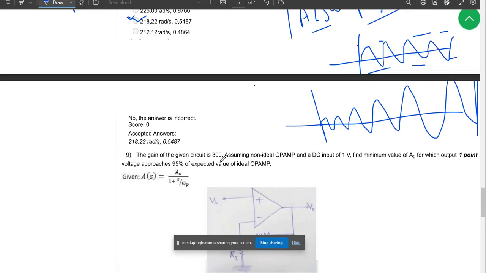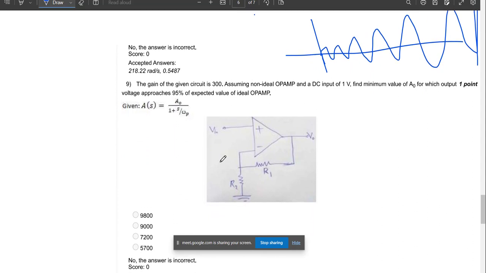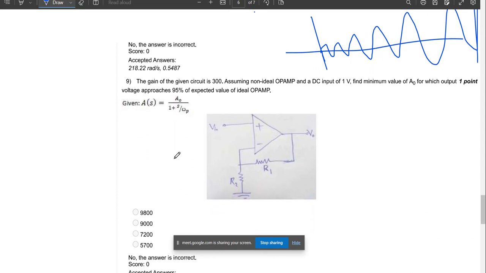Okay, let's go ahead. Let's try to solve question number 9 now. Question 9: the gain of the given circuit is 300. Please look here, it's a closed loop circuit. So the gain of the given circuit is 300, assuming a non-ideal op-amp and a DC input of 1 volt. So V_i is equal to 1 volt.